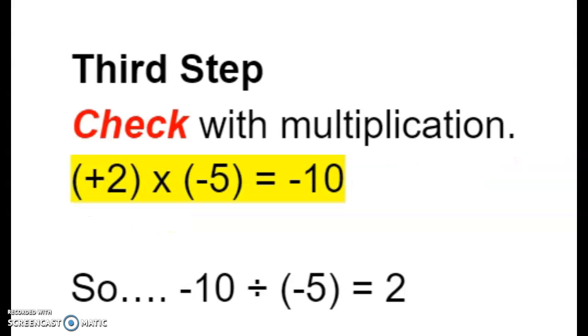Our third step is our checking with multiplication step. And again, one of our most important steps. This really confirms whether or not we've done the problem correctly. Positive 2 times -5 equals -10 because a positive times a negative gives us a negative. So our division would be -10 divided by -5, and that would give us 2.